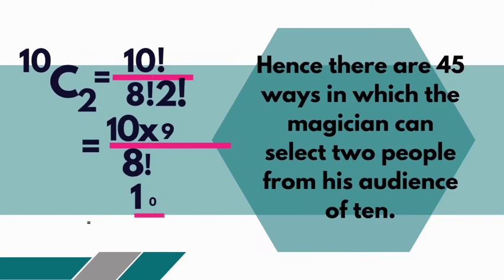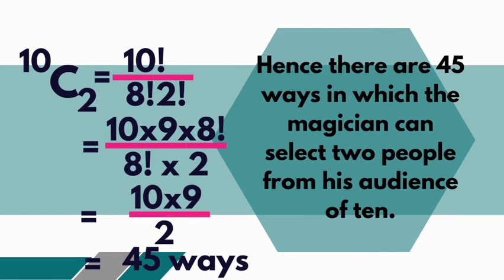So therefore, we have 10 multiplied by 9. 8 factorial cancels 8 factorial. So we have 10 multiplied by 9 over 2, and the result is 45 ways. Hence, there are 45 ways in which the magician can select 2 people from his audience of 10.